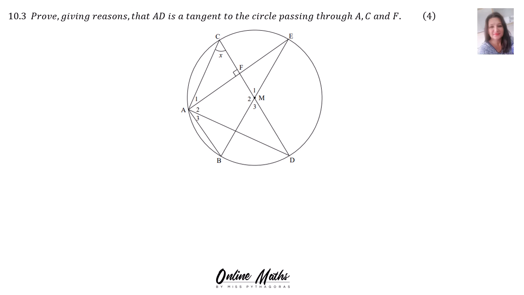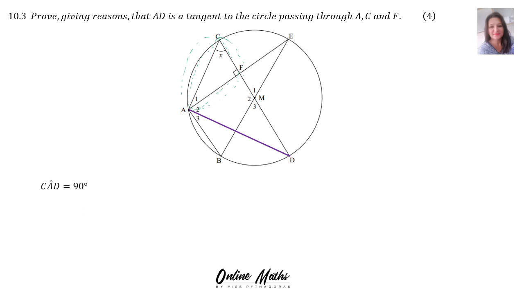10.3. Prove, giving reasons, that AD is a tangent to the circle passing through A, C and F. So what we have is there is an invisible circle passing through A, C and F. I'm just going to write it in here with green. So there is an invisible circle there, and we have to prove that AD is a tangent to that circle.